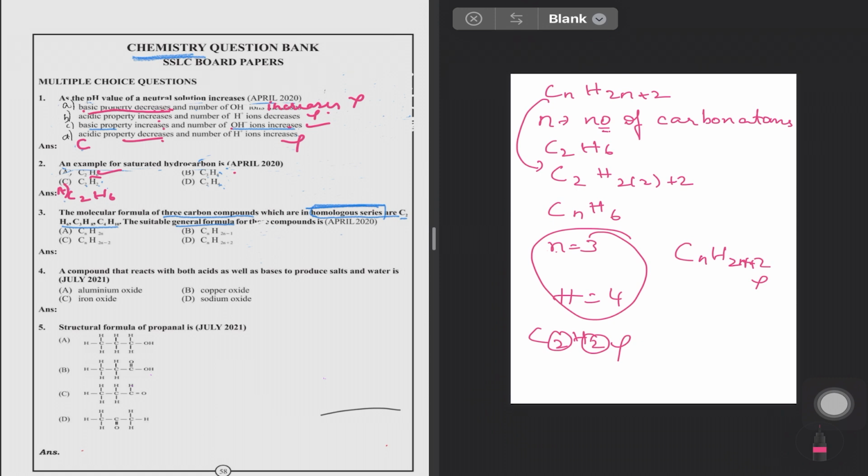Option D is C2H4, which is CnH2n. But we want CnH2n plus 2 for a saturated hydrocarbon. So B, C, D do not satisfy this equation. Hence, it is option A. It is cross-checked also.